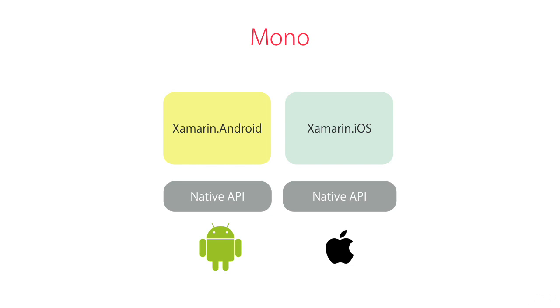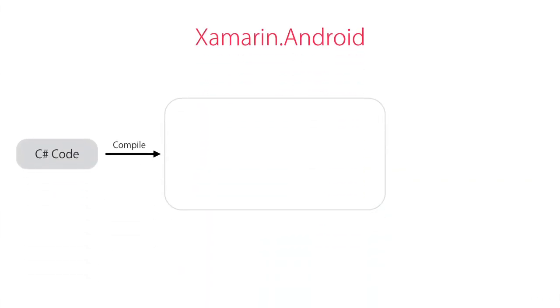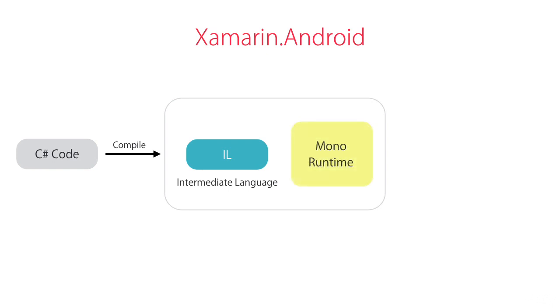Now that you have an understanding of Xamarin.Android and Xamarin.iOS, let's get a little bit more specific here. When you build an application with Xamarin.Android, Xamarin C# compiler compiles down your C# code to intermediate language or IL. It also embeds the Mono runtime with your application. This Mono runtime is similar to CLR that you should probably be familiar with.